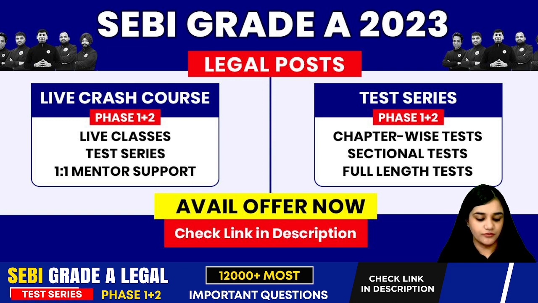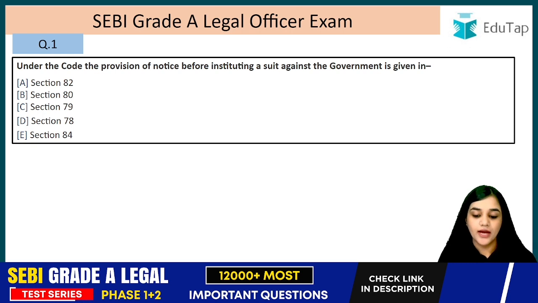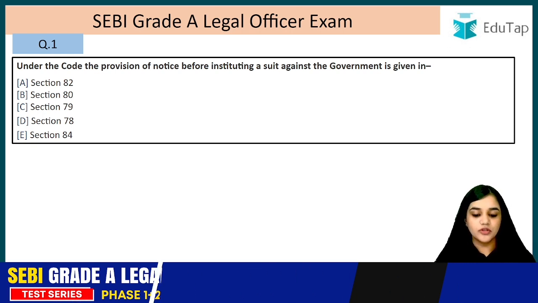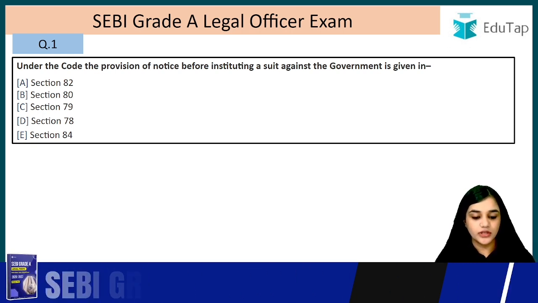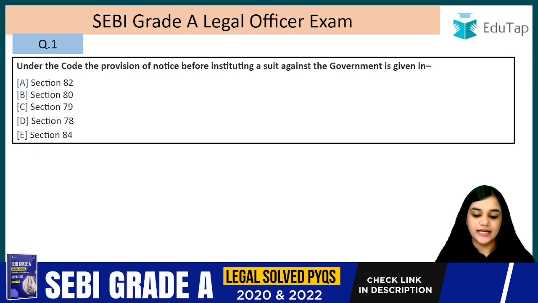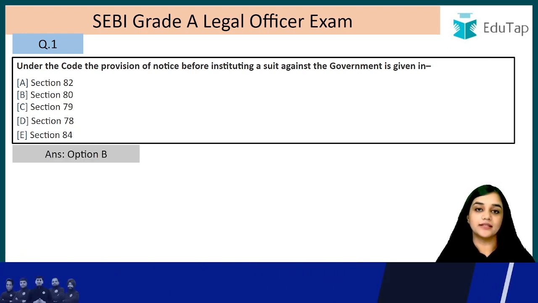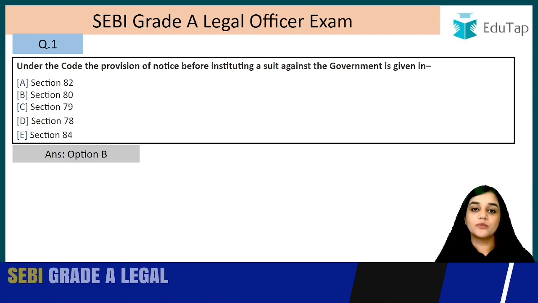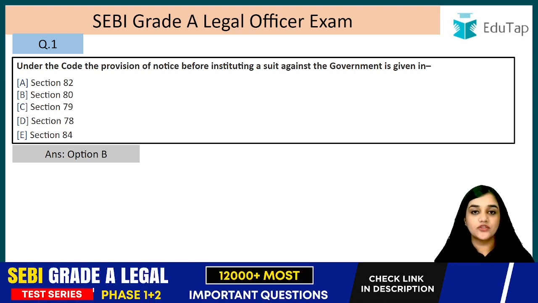Now let's start. First, question number 1. Under the code, the provision of notice before instituting a suit against the government is given in, is it section 82, 80, 79, 78 or 84? The answer is option B, that is section 80. Section 80 talks about the procedure, that how can we initiate a suit against the government or a public officer.